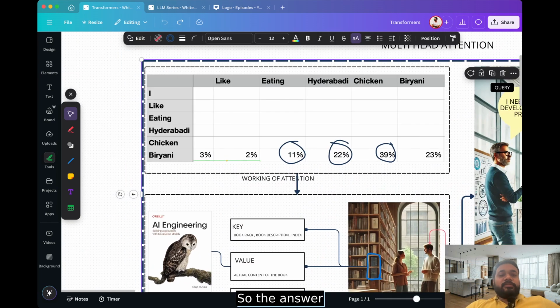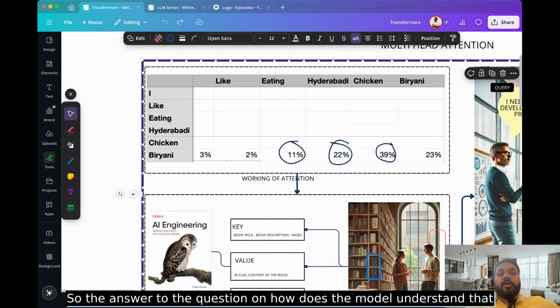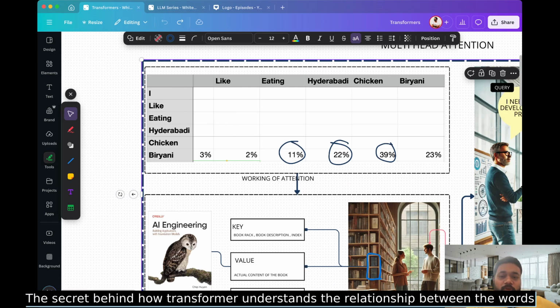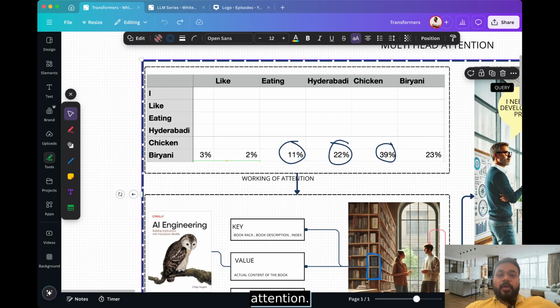So the answer to the question on how the model understands that eating relates to biryani more than I is self-attention. The secret behind how the transformer understands the relationship between the words is self-attention. But what if one layer isn't enough? What if we need multiple perspectives? And that is what multi-head attention does.